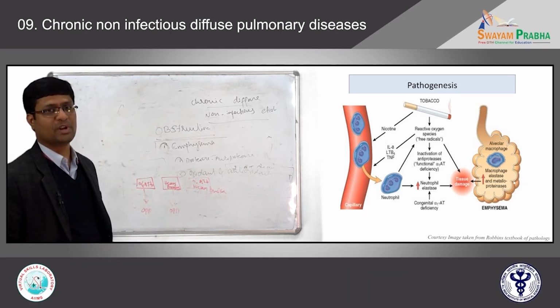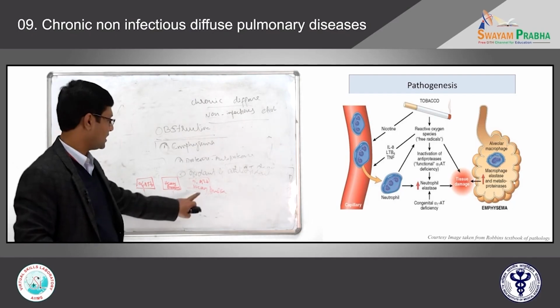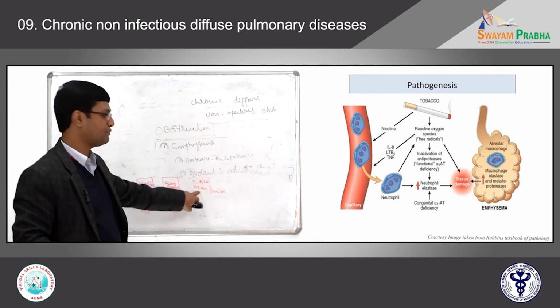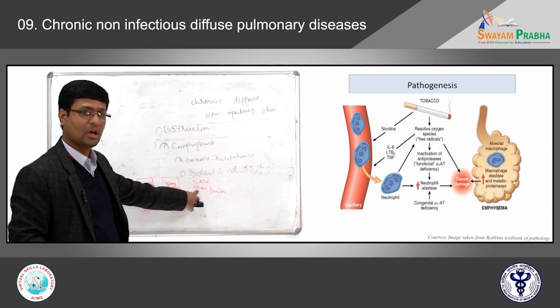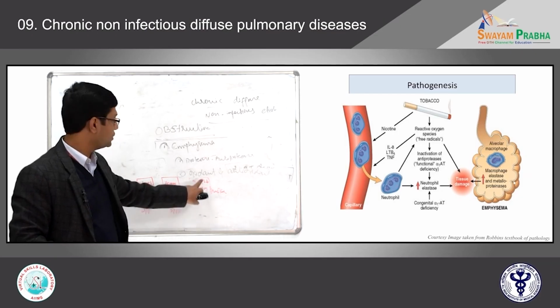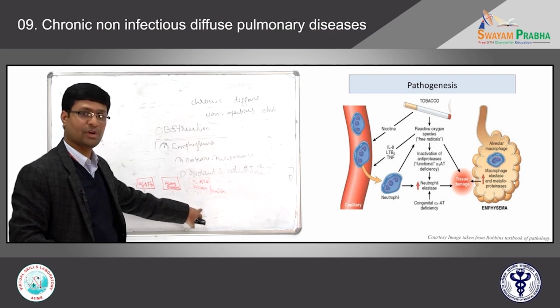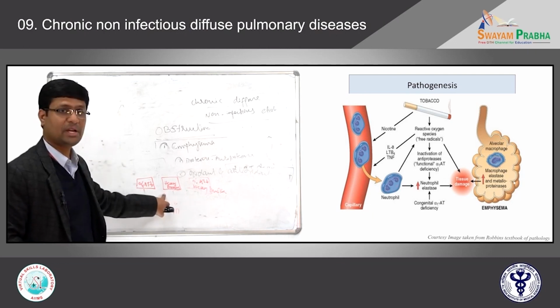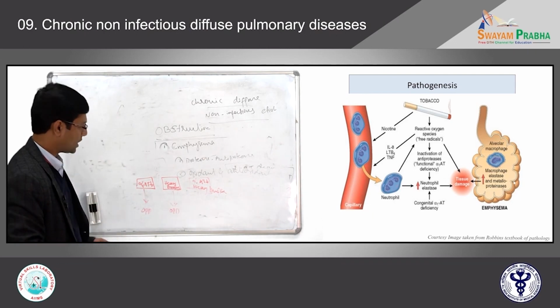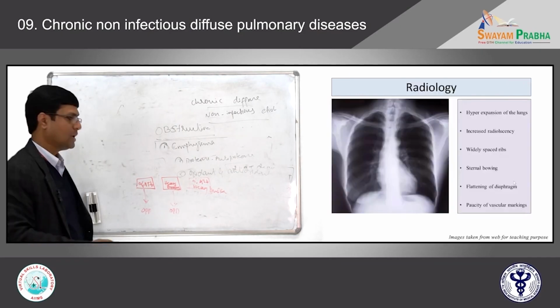Whom do you think is more severely affected? Obviously the last one, because there are two different mechanisms acting together, causing severe damage. So these patients will present in the early age group and with a more severe form than these two, right? Okay. So these are the two mechanisms all of you should know.